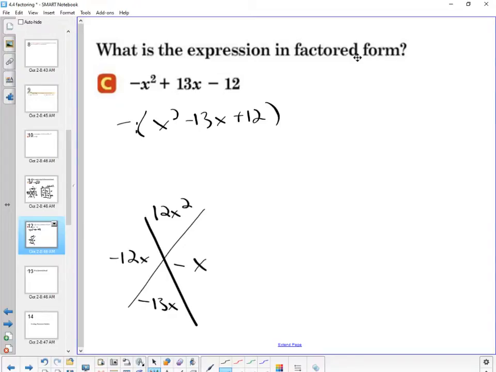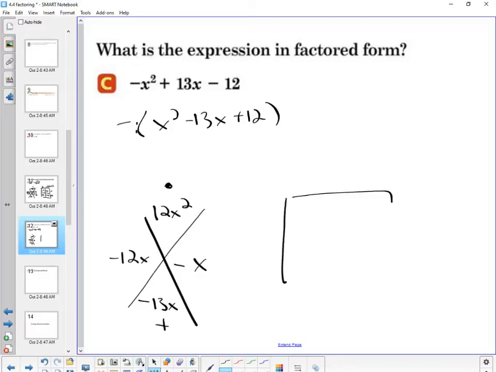So how did you get it? You said it has to add up to 12x, right? They have to multiply to here, and they add up to this. Multiply. You see it? Yeah, I see. Cool, cool. Makes sense.